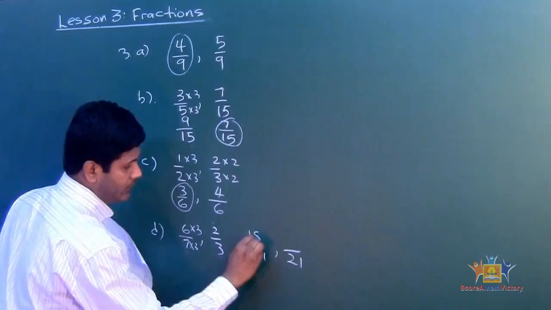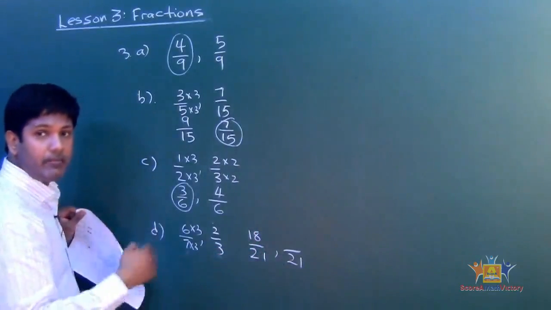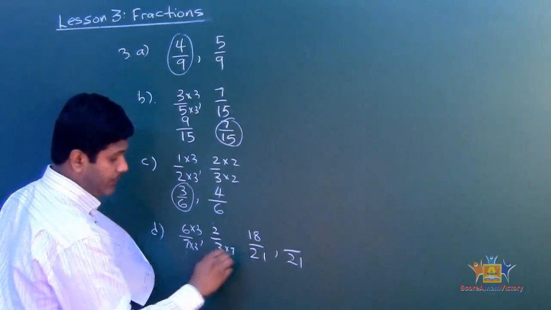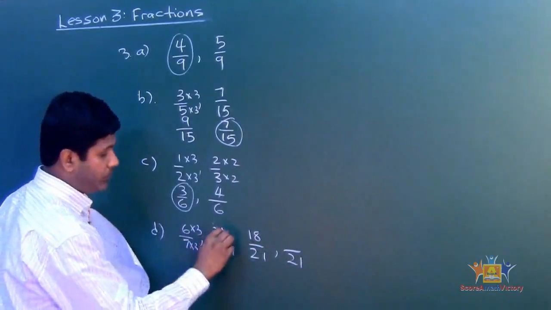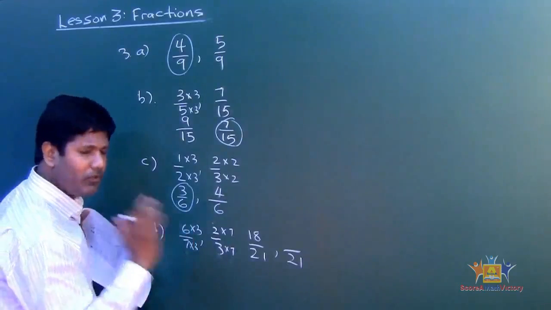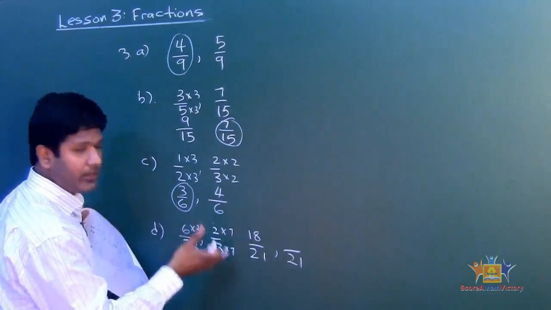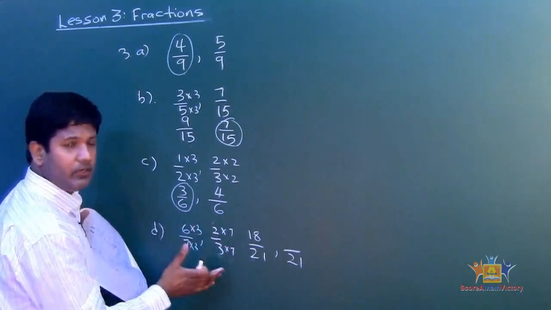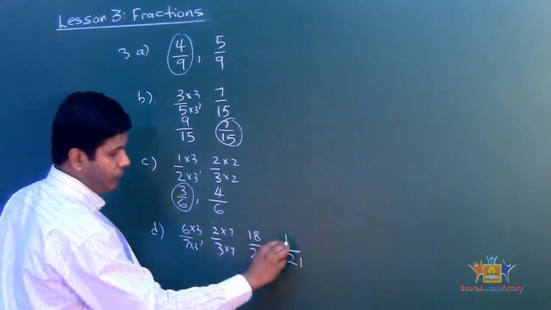6 times 3 is 18. And how do I go from 3 to 21? I multiply that by 7. If I multiply the denominator by 7, what do I do to the numerator? Also by 7. Very important, okay? You got to treat them equally. So 2 times 7 is 14.